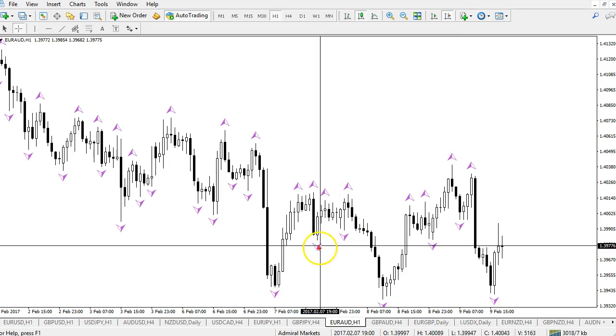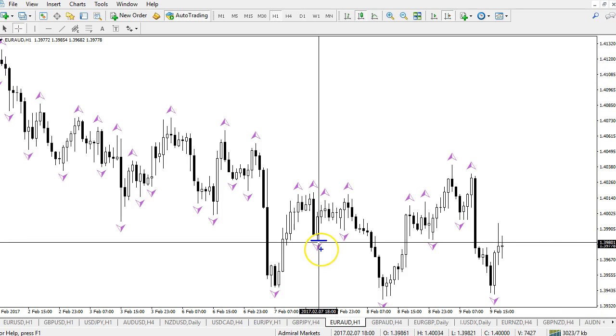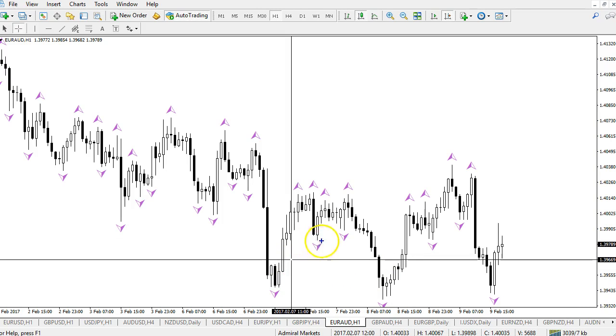Now the opposite is true for fractals below the candle. In that case, the low is the support. All right, and that's also the same rule as the resistance fractal. Two closed candles to the left, two closed candles to the right are higher than the one in the middle, and therefore that particular low, the low of this candle, is the crucial support level.